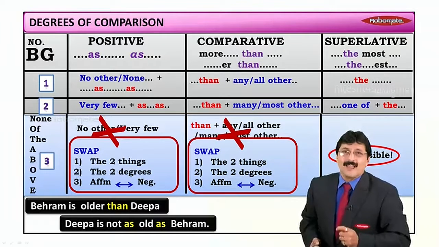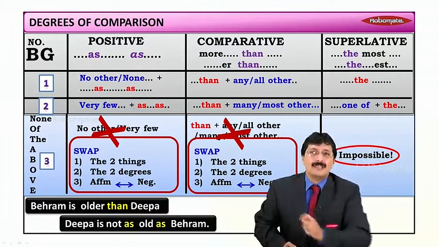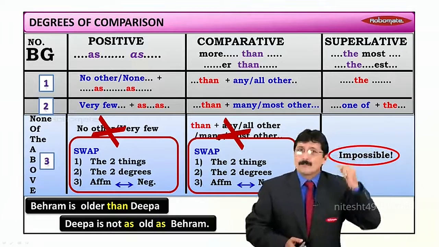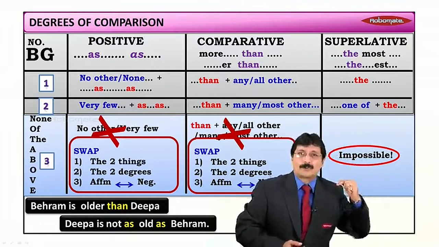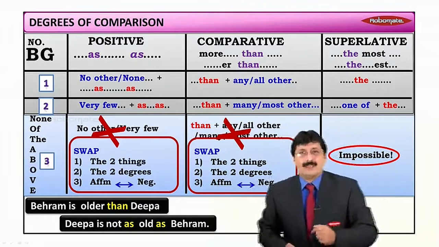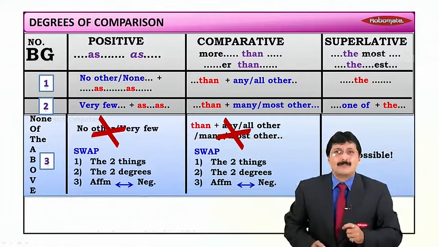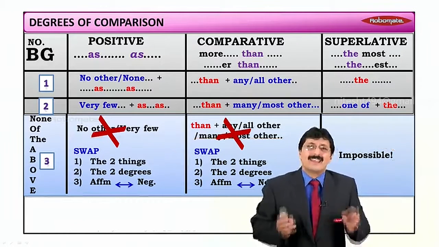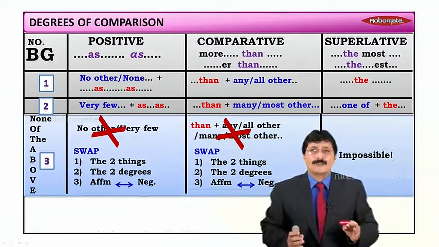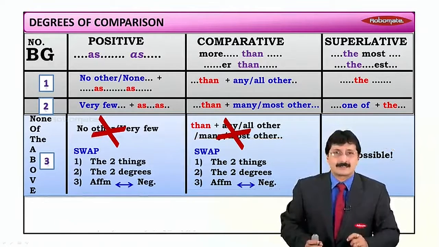My dear friends, we have done all the 3 bodyguard combos. Bodyguard combo 1, bodyguard combo 2, bodyguard combo 3. I can just tell you one thing, my dear friends. This is the easiest way to solve any degrees of comparison sentence.